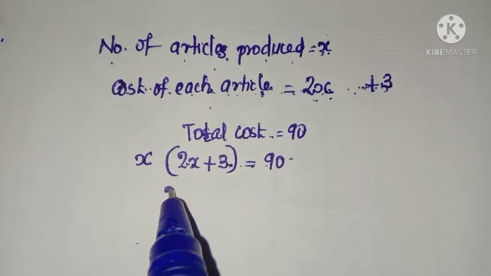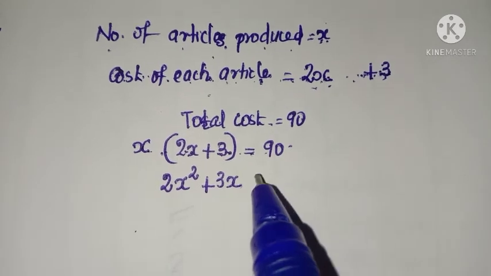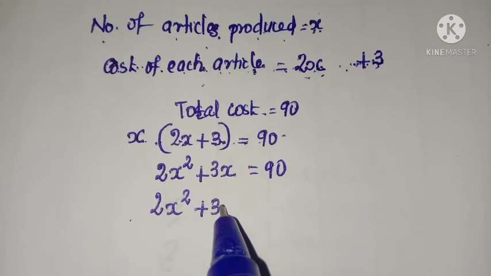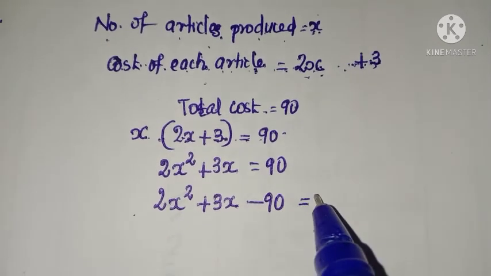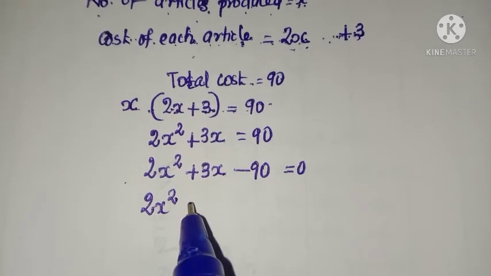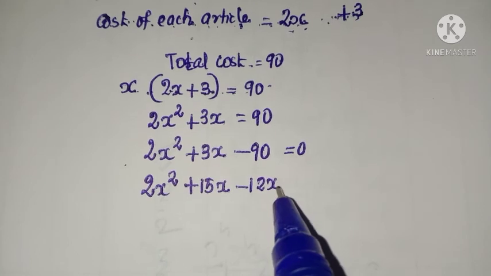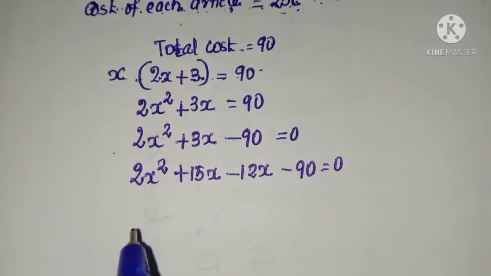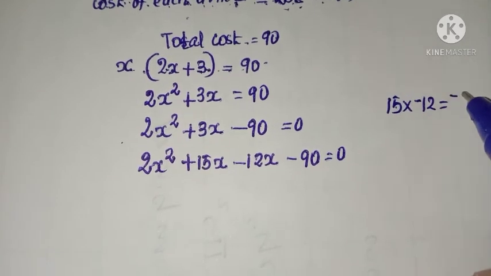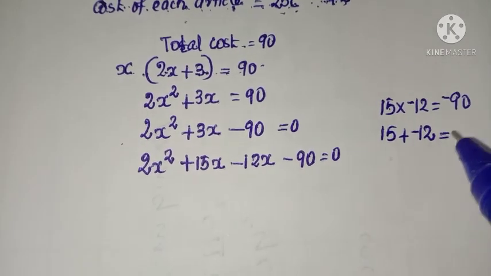Now open the bracket. X into 2x, 2x square. x into 3, 3x equal to 90. This can be rewritten as 2x square plus 3x minus 90 equal to 0. By middle term splitting method, 3x can be written as plus 15x minus 12x minus 90 equal to 0. Because product of the numbers 15 and minus 12 gives minus 90, and sum of the numbers minus 12 plus 15 gives 3.